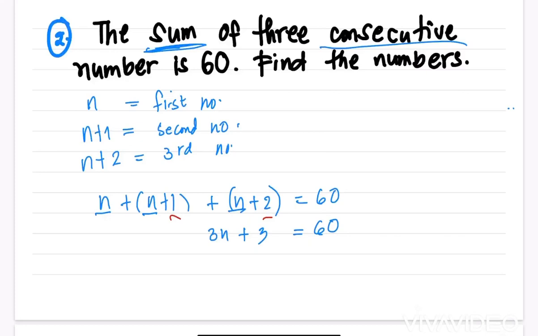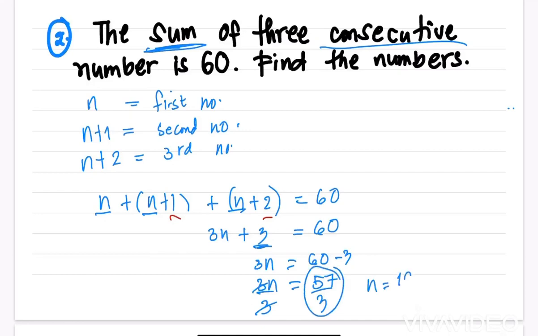Now we are going to transpose this 3 to the other side of the equation. So we have 3n is equal to 60 minus 3. So 3n now is equal to 57. So we will divide both sides by 3, which gives us n equal to 19. Meaning that the first number here is 19, plus 1 we will get 20, plus 2 we will get 21. Is that equal to 60? Let's try to add them together.